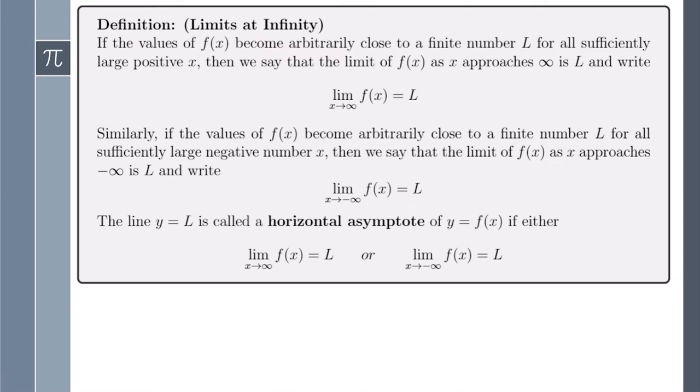So the meaning of limits at infinity is: as x approaches infinity or negative infinity, where does the function approach to? That idea is what limits at infinity means. And if, as x approaches infinity, the function approaches a finite value L, then the line y equals L is called the horizontal asymptote of the function f of x.